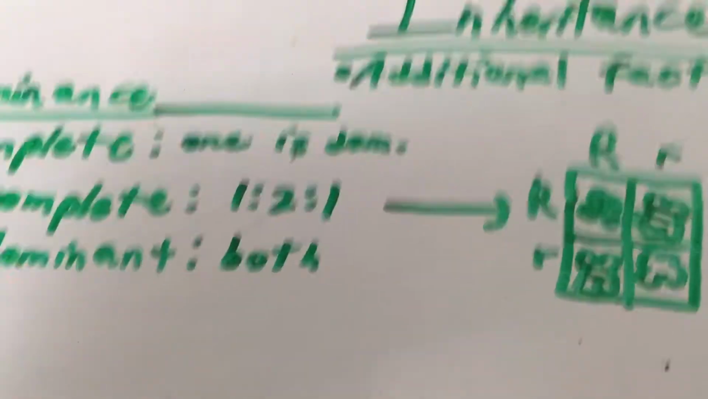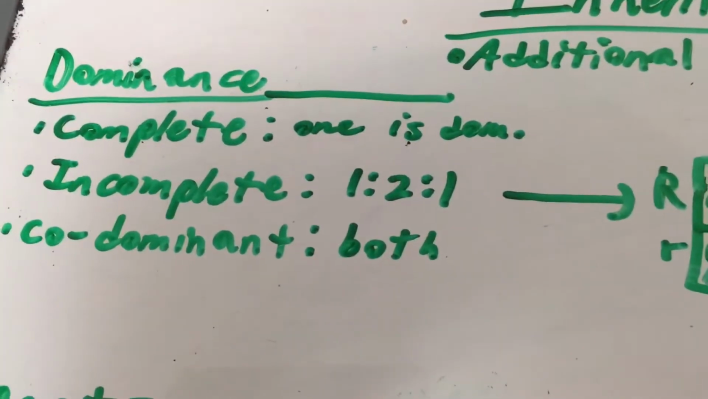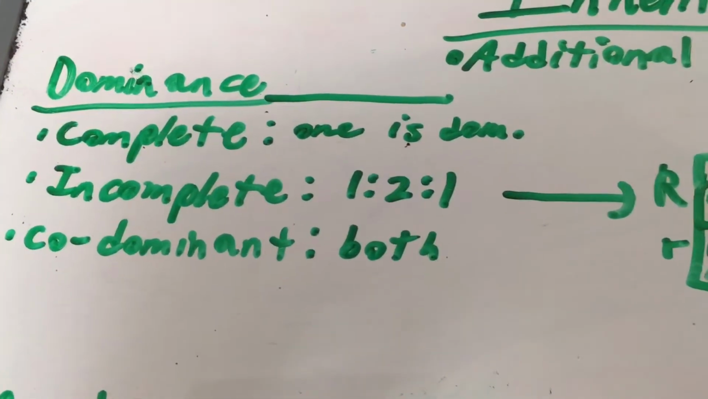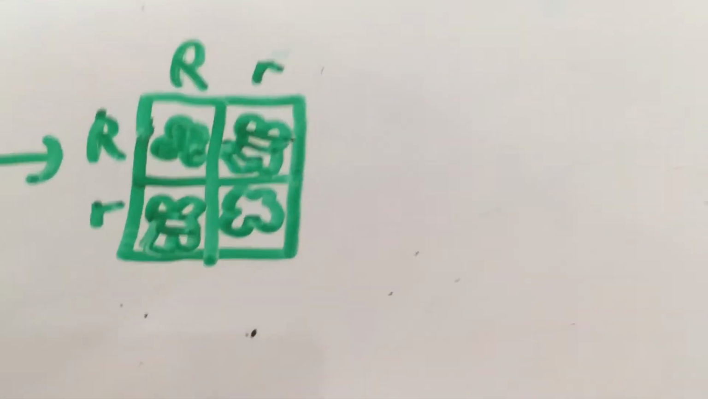Now, there are several different kinds of dominance. You've heard of dominant genes, right? Well, here in dominance, we have three kinds of dominance. We have complete, where one of the factors is dominant.